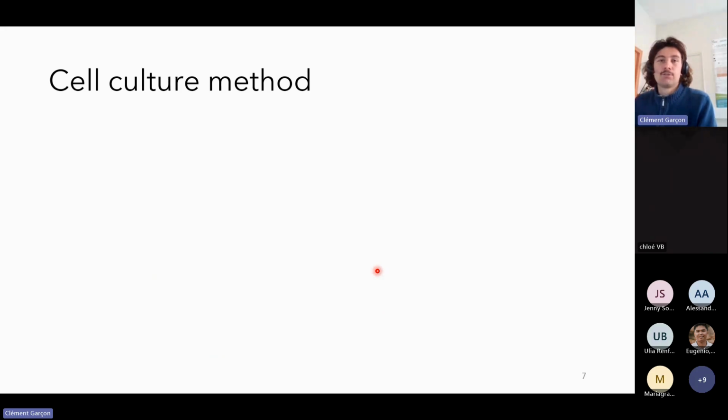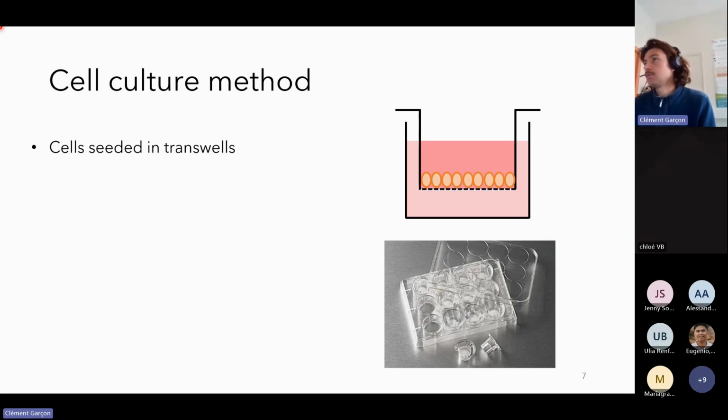Now a bit on the cell culture method. We use cells that we seeded in transwells. If you're not familiar with what transwells are, I put up here a photo and a little drawing. You have a well with medium on the basolateral side, at the bottom, the paler color. You have medium on the top, the stronger, pinker color here. So you have two media, and you have a porous membrane. On that membrane, there is a layer of cells that grow. The cells form a monolayer on that membrane.